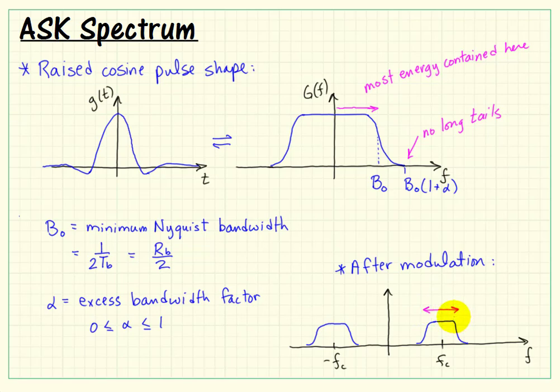After modulation then, we find that the bandwidth can be considered pretty much twice that bit rate over 2, so we could call that just simply the bit rate. Again, recognizing that with that tail extension it goes just a little bit beyond that. But this is a very spectrally efficient pulse shape in the frequency domain.